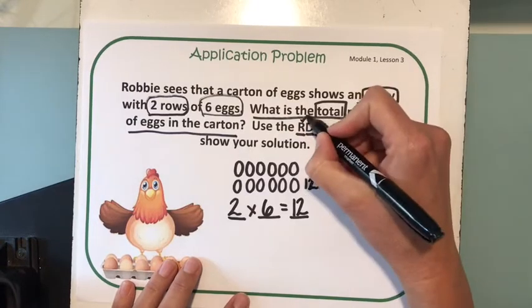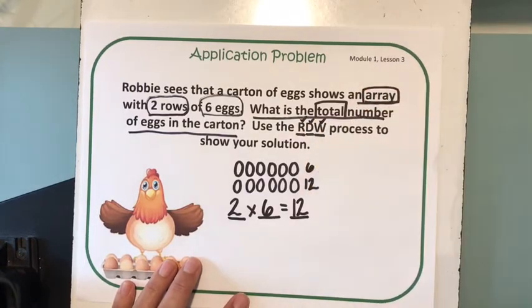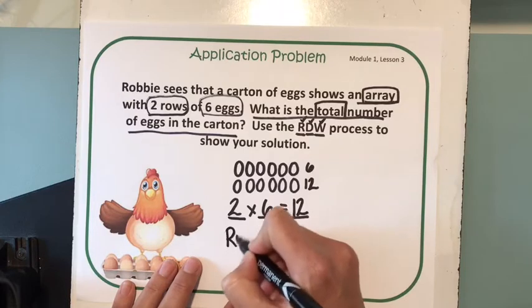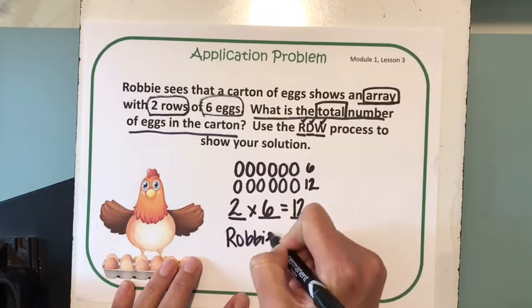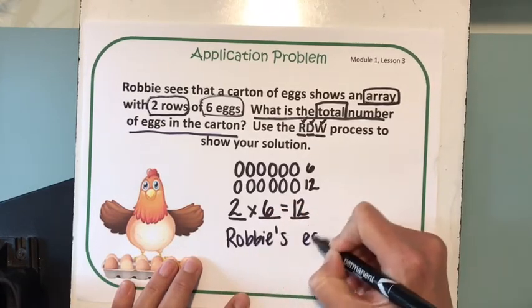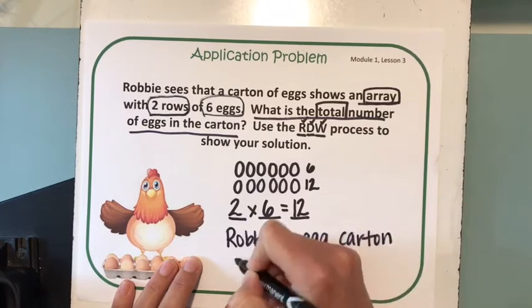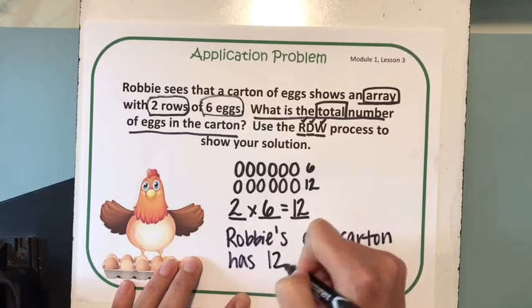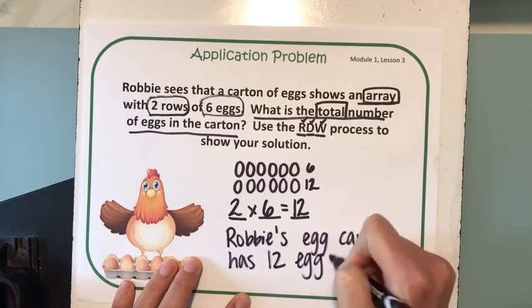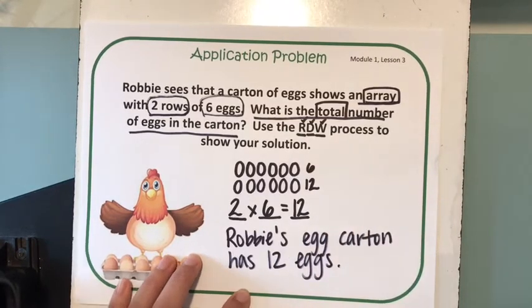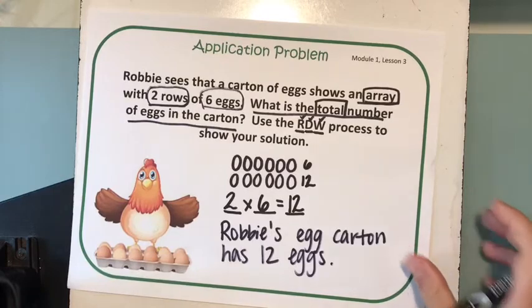Now I read it, I drew it, now I'm going to write it. Robbie's egg carton has 12 eggs. Ta-da! All right, now let's go into our lesson.